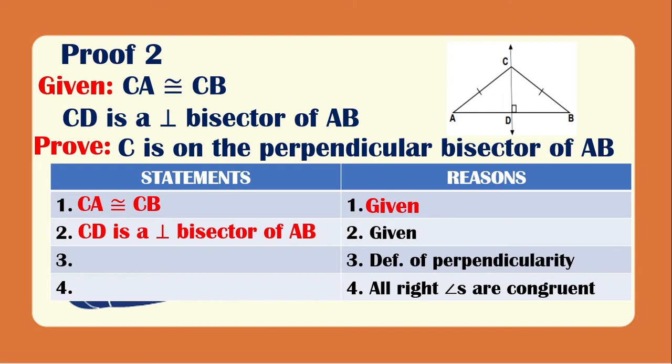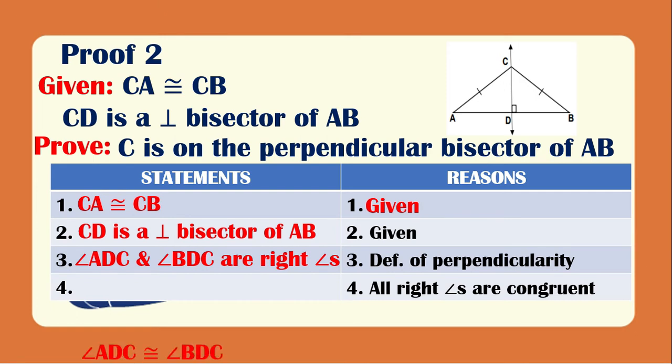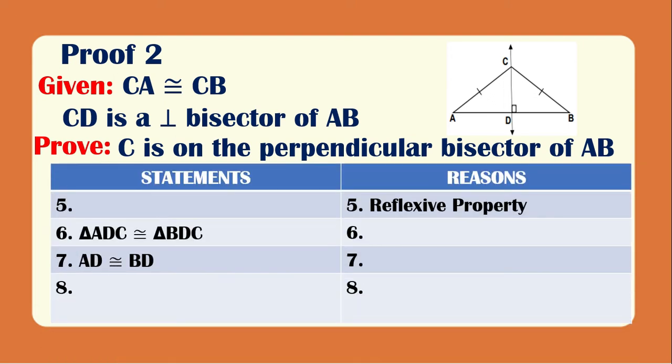For the third reason, we have definition of perpendicularity. We already defined perpendicularity a while ago. So what are the two right angles created here? We have angle ADC and angle BDC, which are the right angles. For the fourth reason, we have all right angles are congruent. So what are the two congruent angles? Angle ADC is congruent to angle BDC. For the next one, we have the fifth reason, which is reflexive property. Which side is being shared by both triangles? We have side CD congruent to side CD. And then for the sixth statement, we have triangle ADC is congruent to triangle BDC.